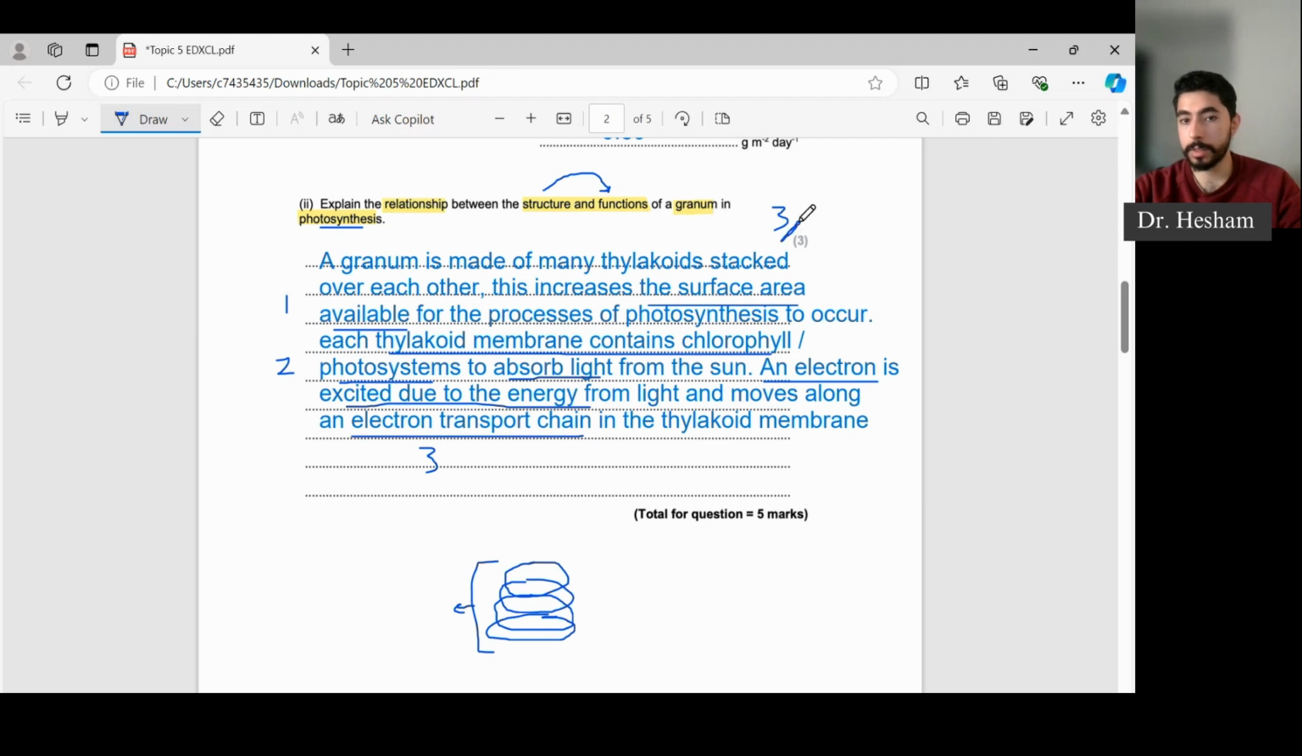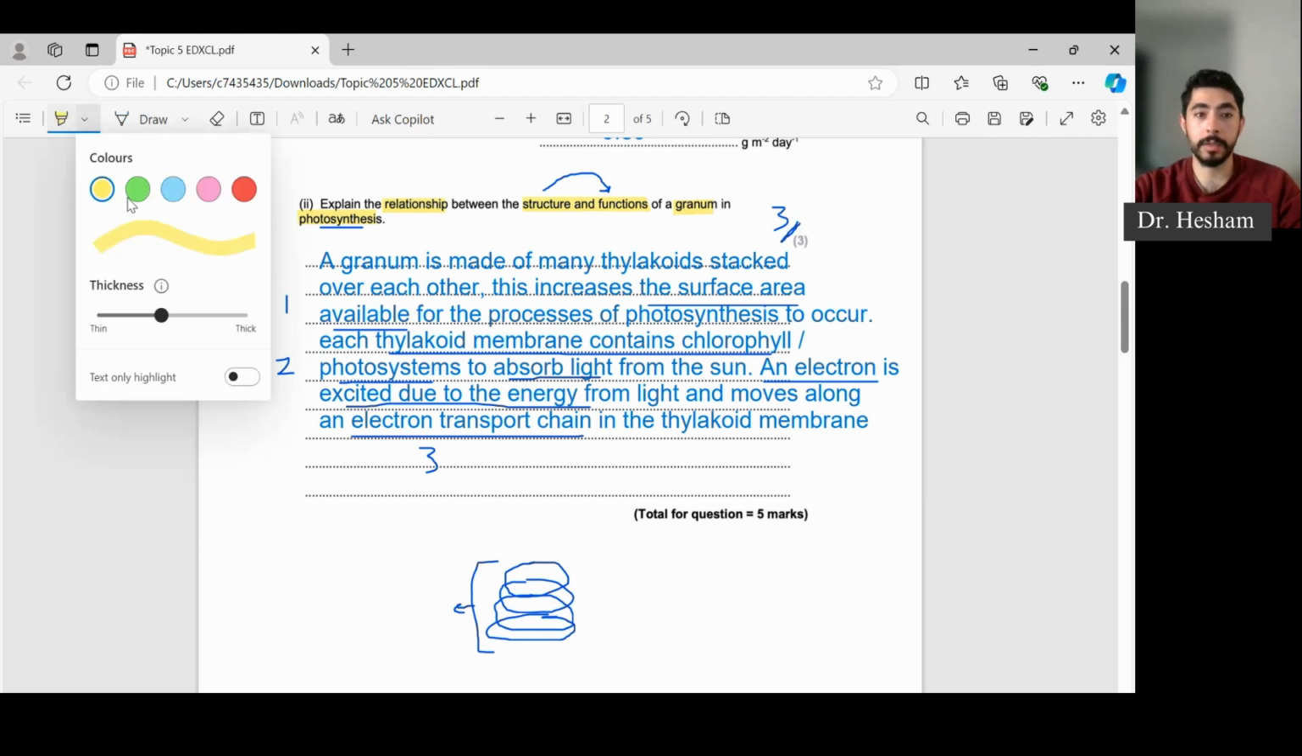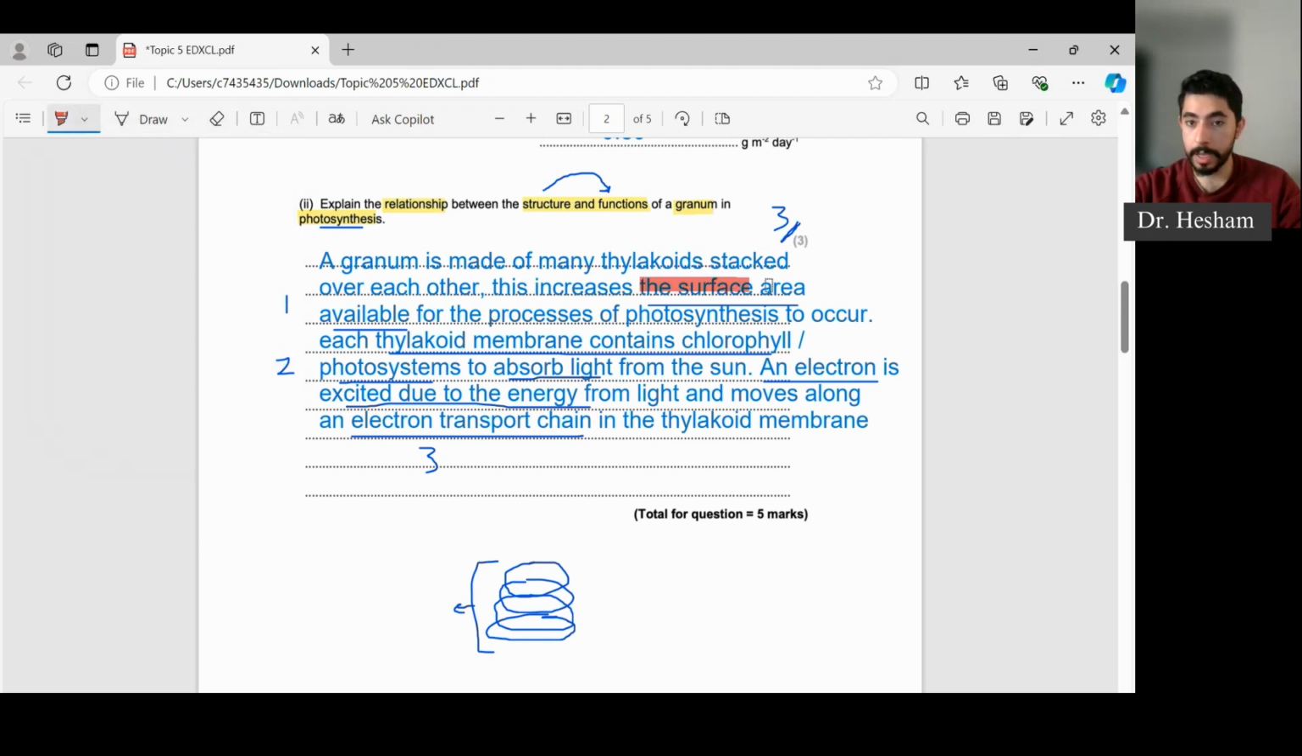And the keywords, always use these keywords in photosynthesis answers. I'm going to highlight them. Surface area available, always. Thylakoid membrane is a keyword, you have to have it. Chlorophyll is a keyword. Electron transport chain, very important keyword. So these keywords have to be in every one of your answers, right?